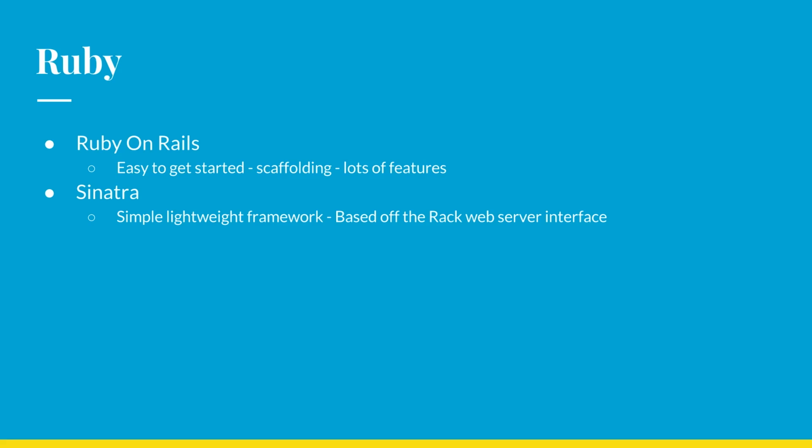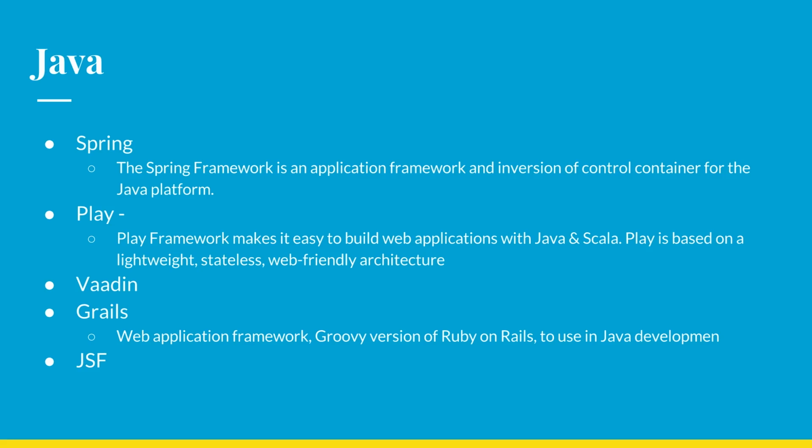Now, there's something called Sinatra, which is a simple, lightweight framework, kind of like a micro framework. It's based off the Rack web server interface. So if you don't need everything from Ruby on Rails and you just want to get started and you really like Ruby as your stack, then Sinatra would be a good place to go.